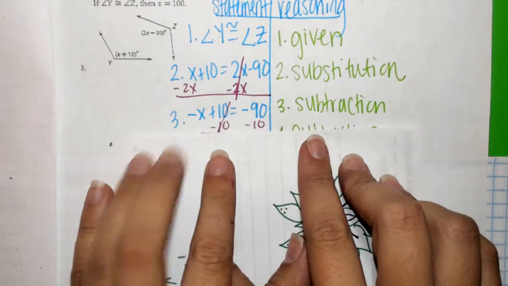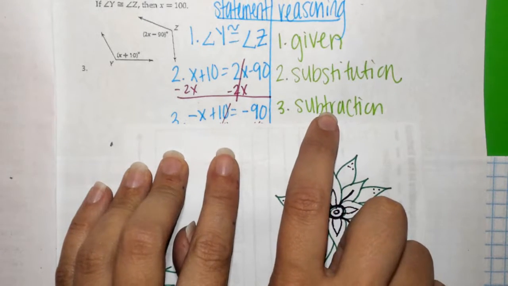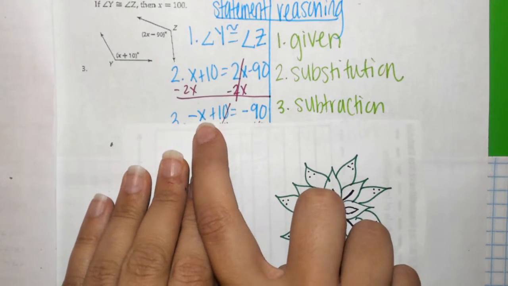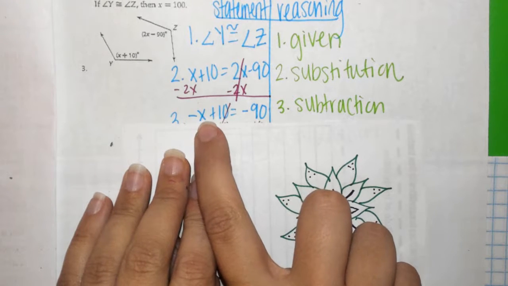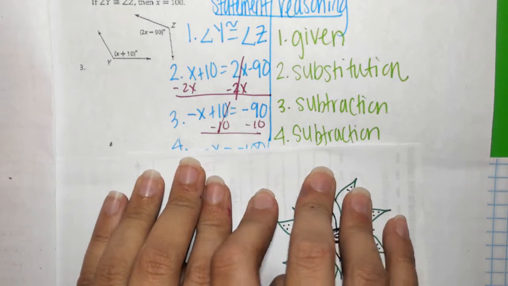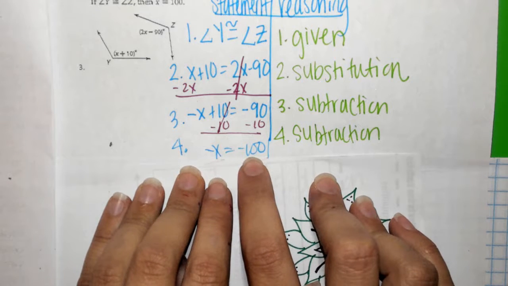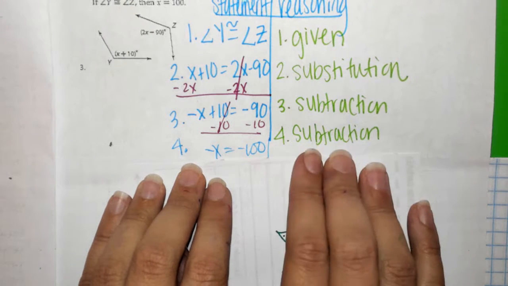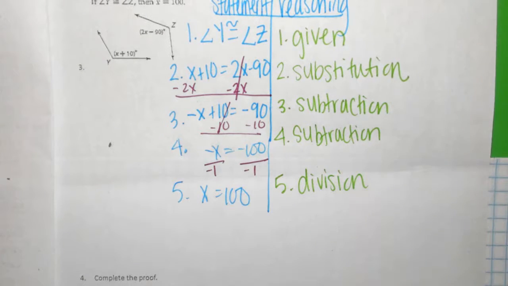For the third step, we subtracted 2x from both sides, so we wrote subtraction. And why did this become a negative 1? 1 minus 2. Then we subtracted 10, so we wrote subtraction again. Where did we get negative 100 from? 90. Look at us go. And then what's our final step?